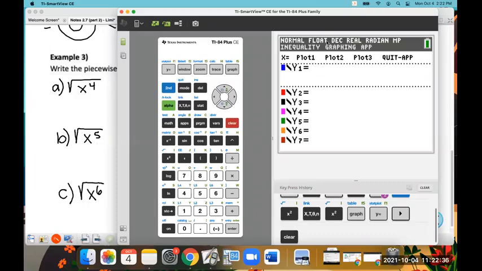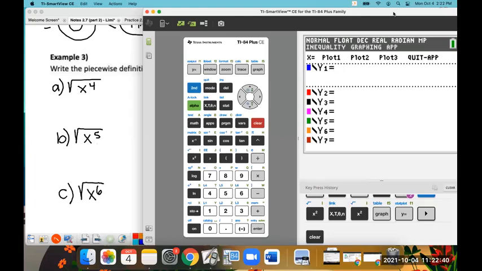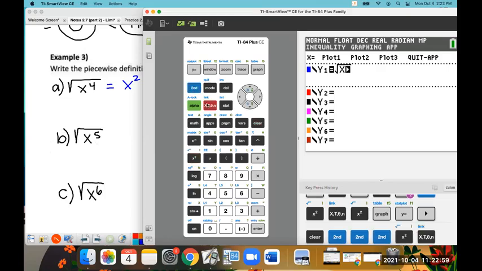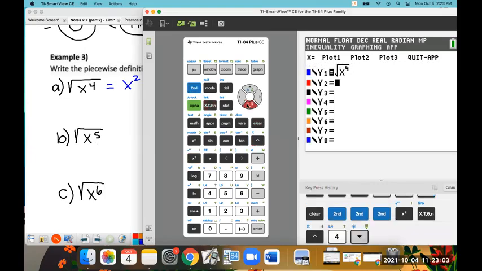So what do you guys think this reduces to, regardless of absolute value signs? Square root of x to the 4th. What would that reduce to, regardless of absolute value signs? X squared? Yeah. So I'm gonna graph the square root of x to the 4th. And I'm gonna graph x squared.